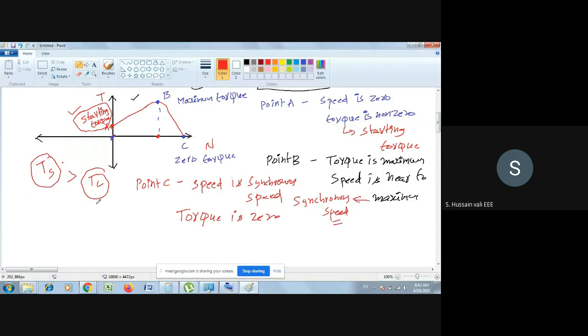So you must take precautions that the starting torque is more than the load torque. How do you achieve that? We will study that in the further classes. Just keep this point in mind: the starting torque should be greater than the load torque. Otherwise it will halt the motor, it will halt the washing machine. What if the washing machine cannot start?